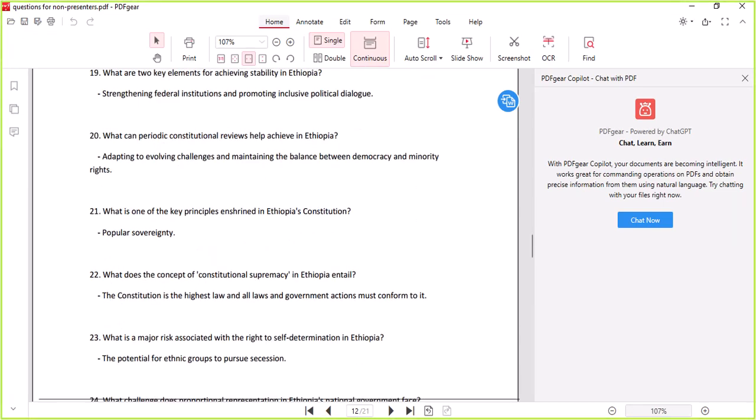What does the concept of constitutional supremacy in Ethiopia entail? Constitutional supremacy means the constitution is above all the laws, the people, and the regulations in the country. Right. Okay. What is the major risk associated with the right to self-determination? Yes, what's the risk?